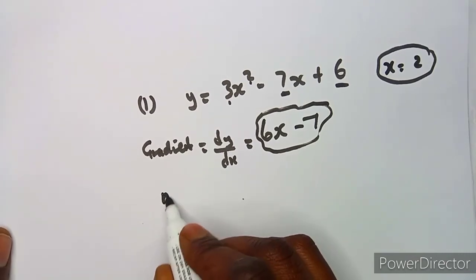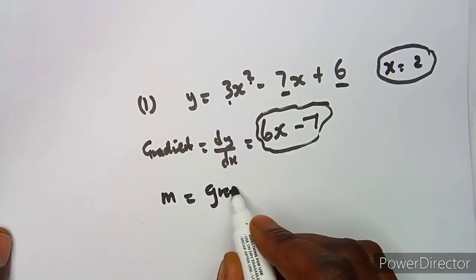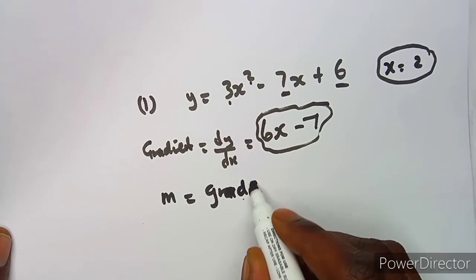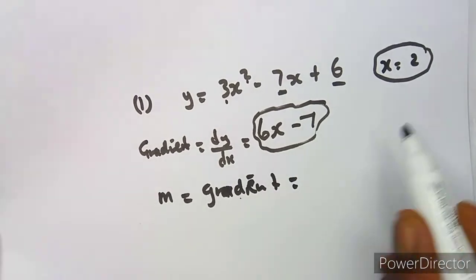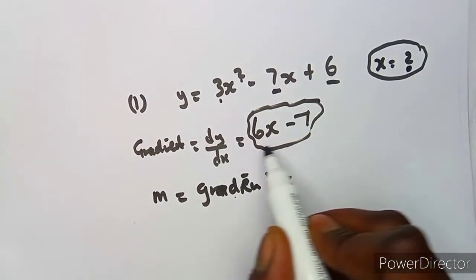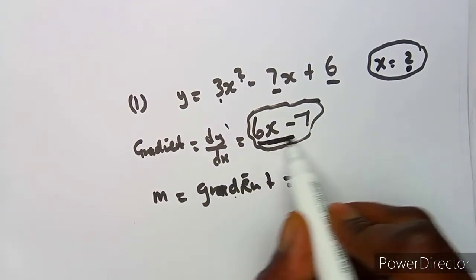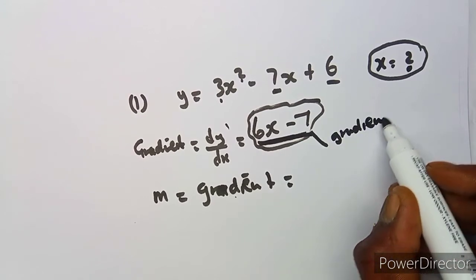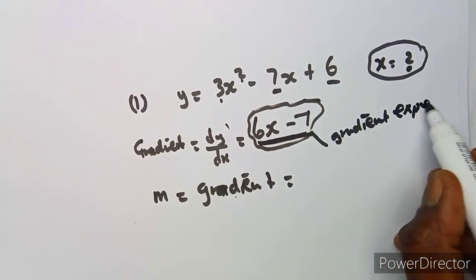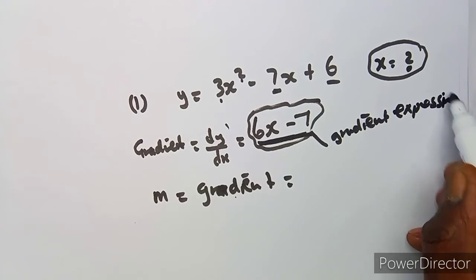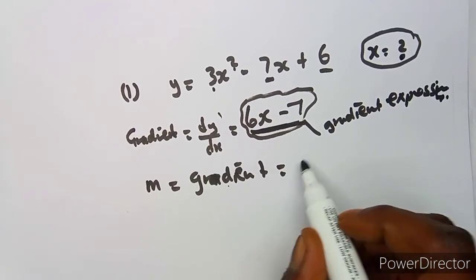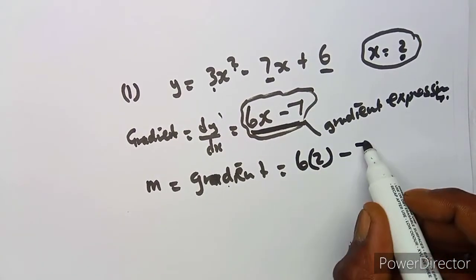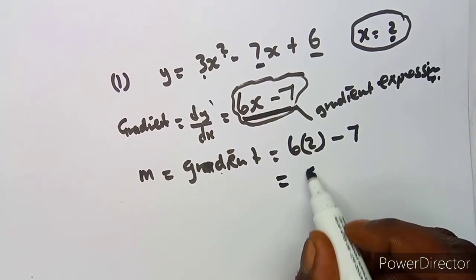Therefore, m, which is the gradient, remember m represents gradient, is equal to the value at x. Now we substitute into this expression, because this is your gradient expression. So you're going to substitute the value of x into the gradient expression, which is 6 times 2 minus 7. That's going to give us a 5.